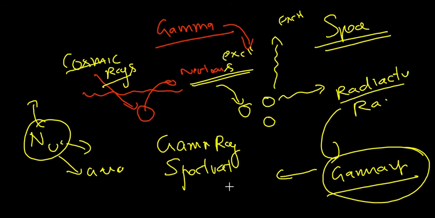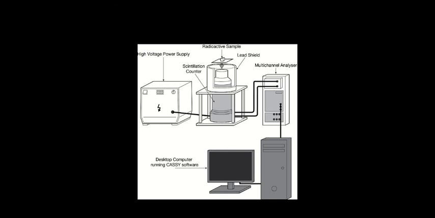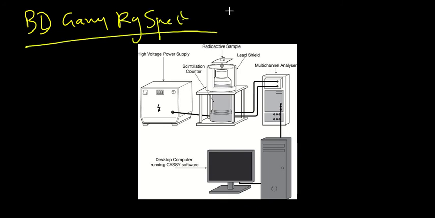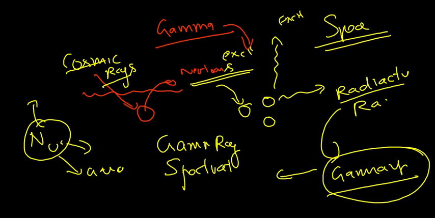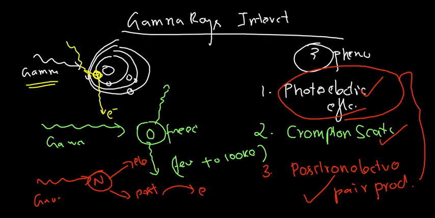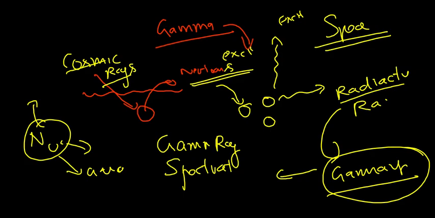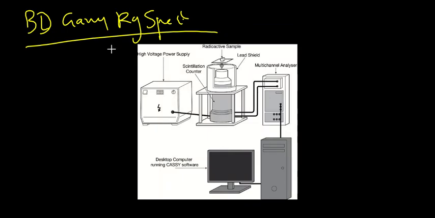So basically, the important parts of your gamma ray spectrometer, this is the complete block diagram of your gamma ray spectrometer. Previously we have seen how gamma rays interact with matter. Then we have seen why these gamma rays are very important for space studies. And now we'll see the block diagram of a gamma ray spectrometer.